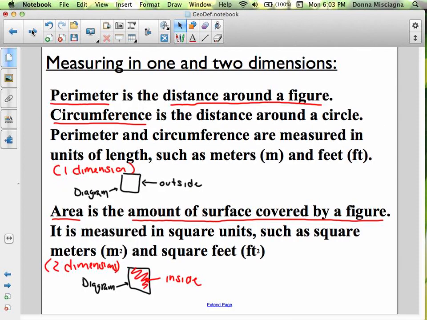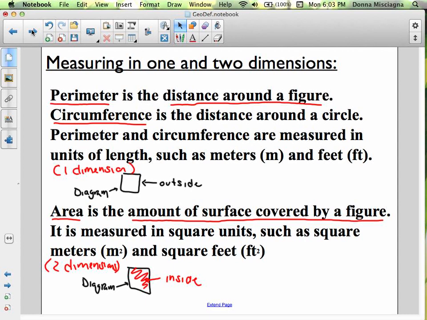Right, so now that's all we're going to go over in terms of circles, just some basic definitions. We're going to learn a lot more about circles in the 3rd quarter. All right, so measuring in 1 and 2 dimensions. We've dealt with 1-dimensional things and 2-dimensional things. Perimeter is the distance around a figure. So in your notes under perimeter, by the way, perimeter is 1 dimension. So underneath you can put 1 dimension.